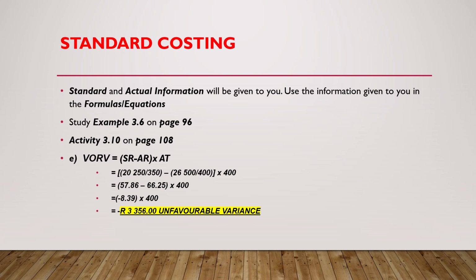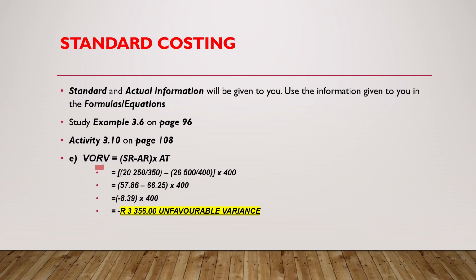Page 108, activity 3.10. So they ask you to calculate a variable overhead rate variance. Okay, don't confuse these two V's. This is variable. A variable is something that changes, and variance is what? Is the difference. So it's a variable overhead rate variance. So what is our focus there? Our focus is it's a rate. So what do we compare? We compare standard rate and actual rate.